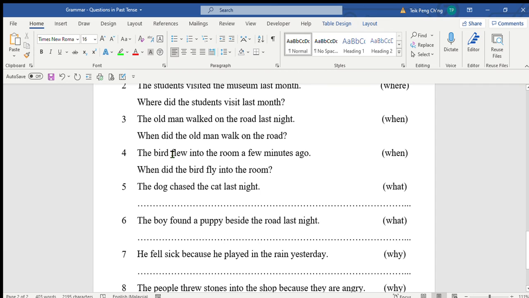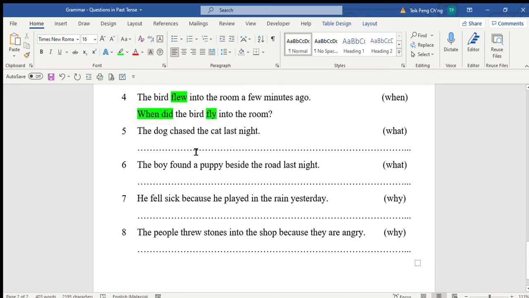Again, in the statement or in the declarative sentence we use past tense because this event happened a few minutes ago. But when we form a question, we use when did, and because of the word did, we have to use the root verb. So flew becomes fly. Number 5, the dog chased the cat last night. So we have to use what. So it should be, what did the dog chase last night?